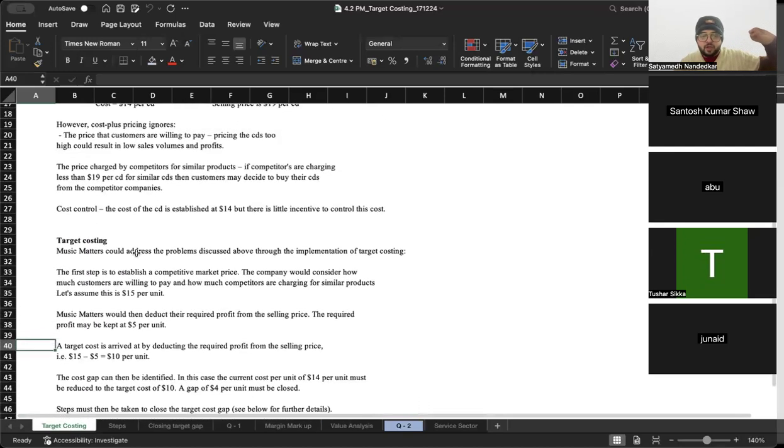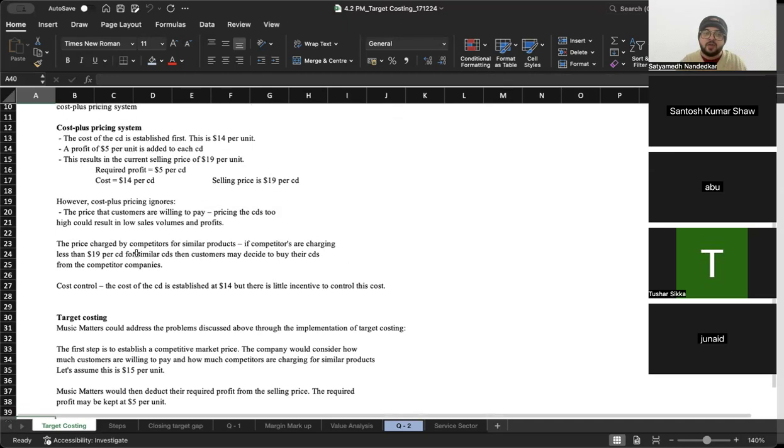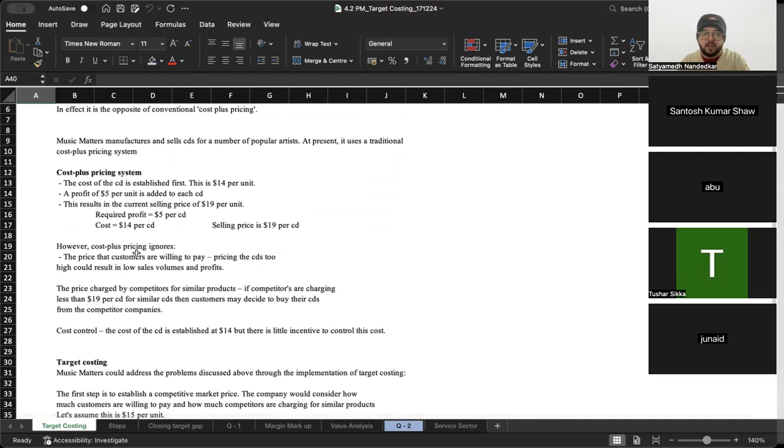Selling price I cannot change. What I can change, therefore, or what I should attempt to change or control, is the cost per unit. Now, the cost is given to me as a target, hence this method is known as the target costing approach.